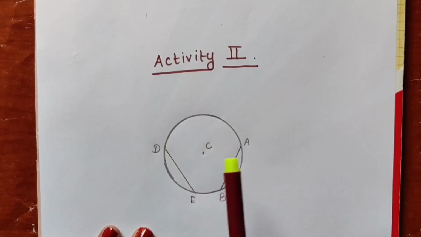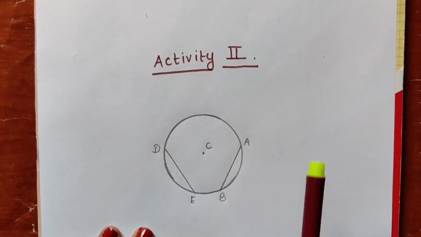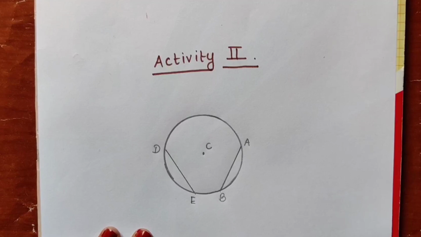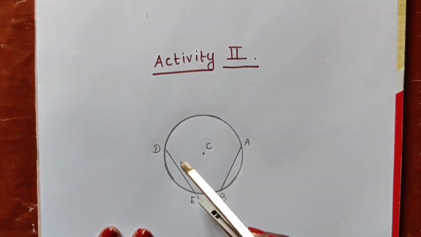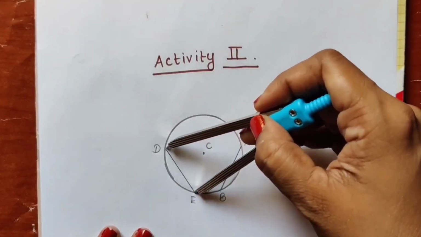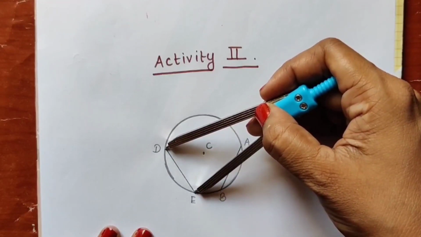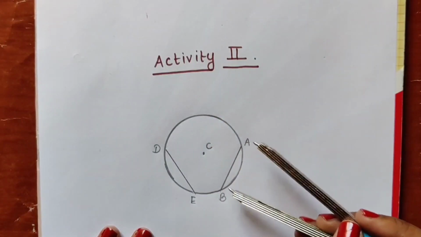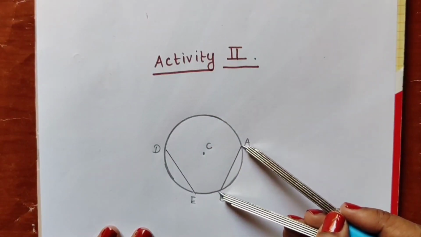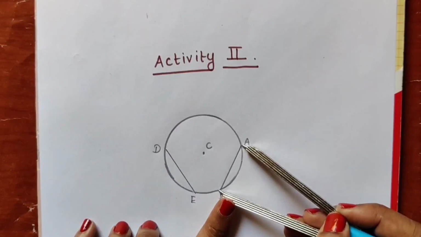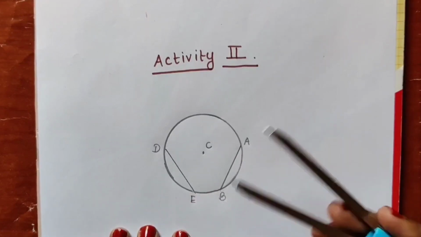Here I have drawn a circle with center C, and inside this circle I have drawn two chords, chord DE and chord AB. These two chords are of equal length. We can find it out by using the divider. I will place the divider in such a way that I can measure the distance DE. So we have measured the distance DE. Now let us see whether AB is the same. When I place this divider, it is the same. I don't need to change the distance of my divider.